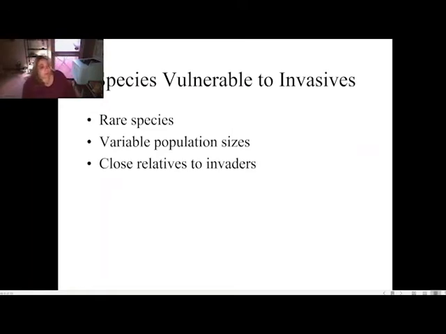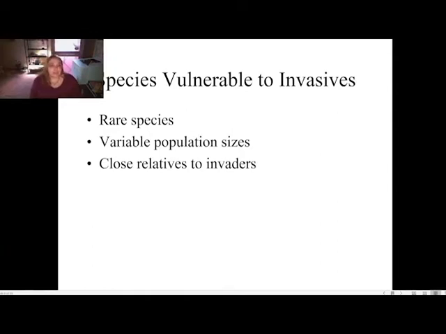Species with vulnerable population sizes are also at risk. When they're at a low number, there's much more of an opportunity for invasives to come in and take over. And that's seen in a lot of invertebrates, actually. That's been a problem with them.